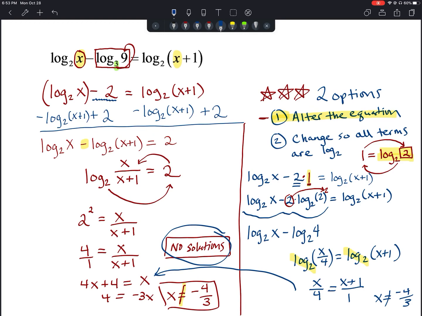All right, so like I said, there's a couple different ways to do that. There's a couple different ways to do a lot of things with exponents and logs. So you just got to make sure you know how to do at least one of those.